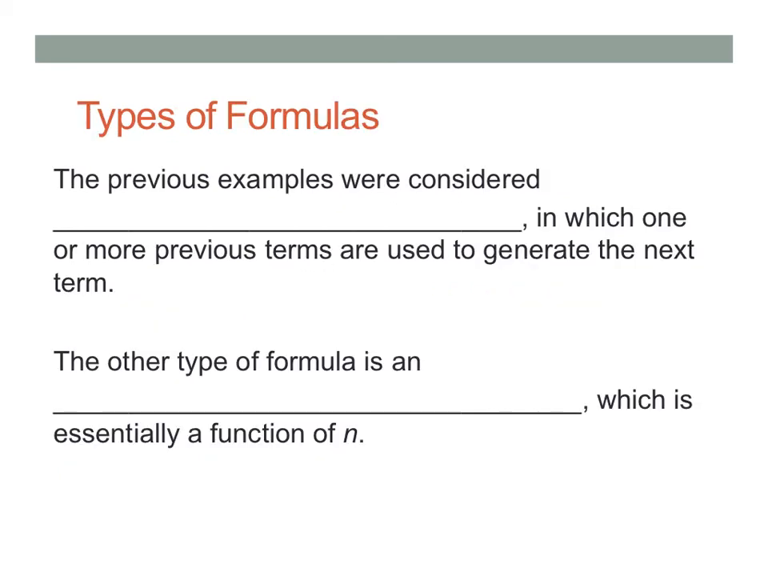Types of formulas. The previous examples were considered recursive formulas, in which one or more previous terms are used to generate the next. The other type of formula is an explicit formula, which essentially is a function of n.